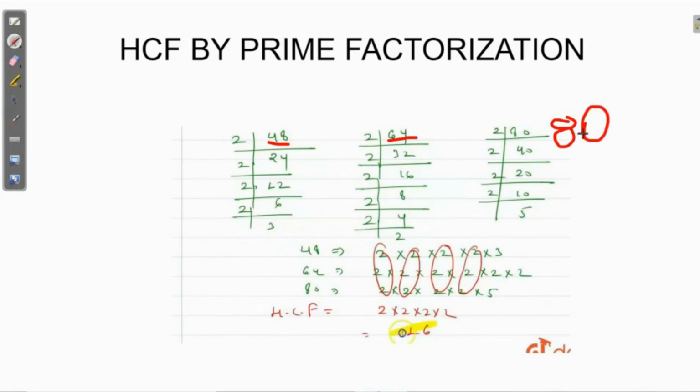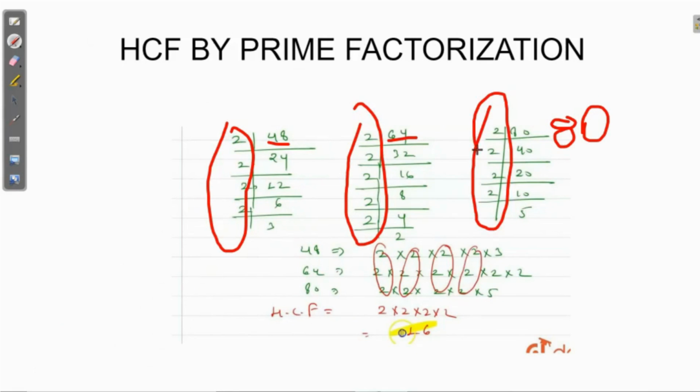Okay. Now what I'm going to do, I'm going to take prime factors. I'll note them down. Now I will take only the common ones for all three. 2 is common. I took it. Again 2 is common. I took it. Again 2 is common. I take it. 2 is common here also. So 4 2s are common. The remaining are not common anywhere. So I will neglect these things.